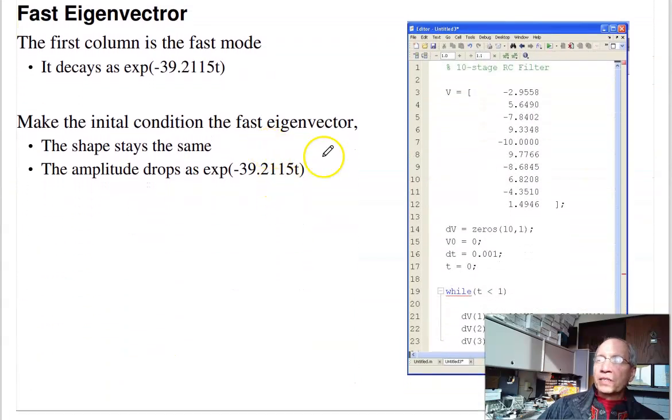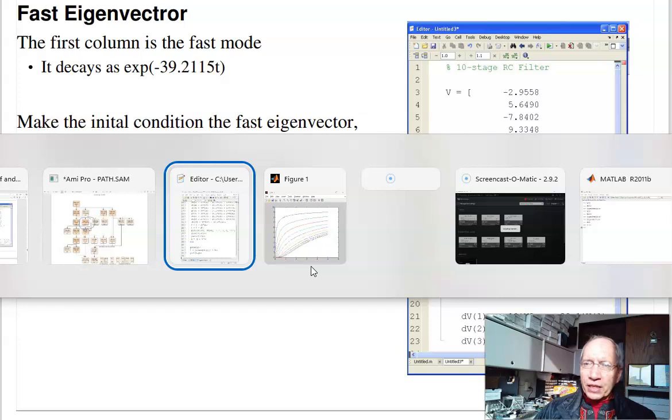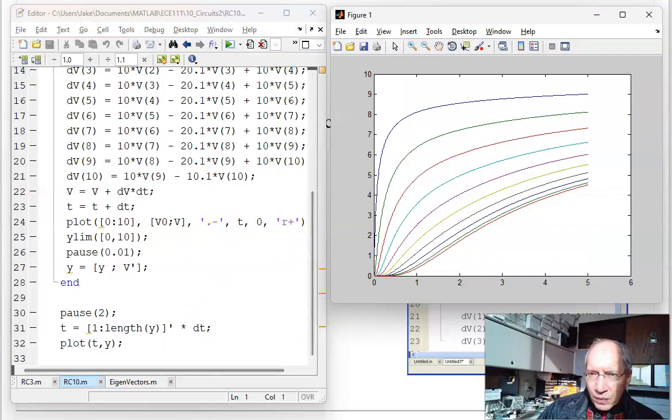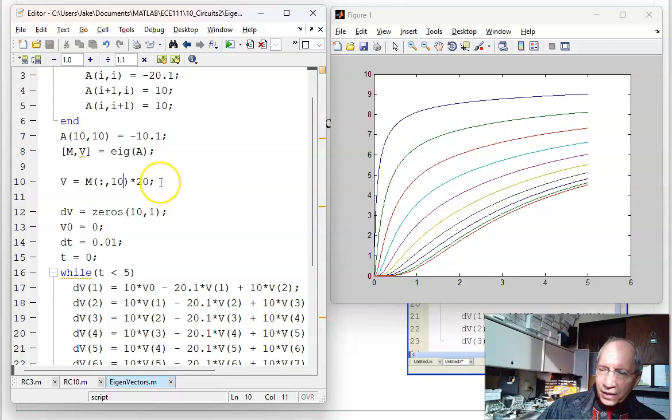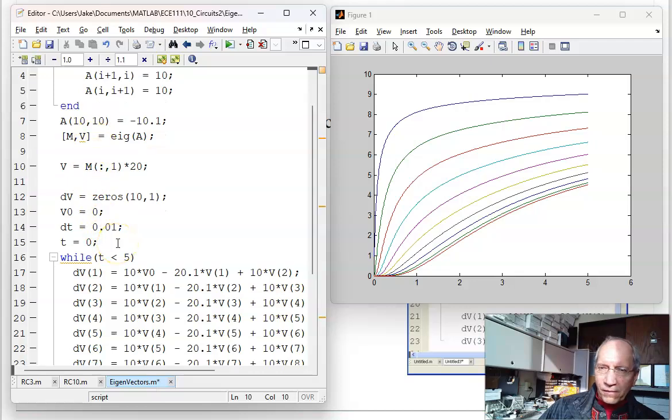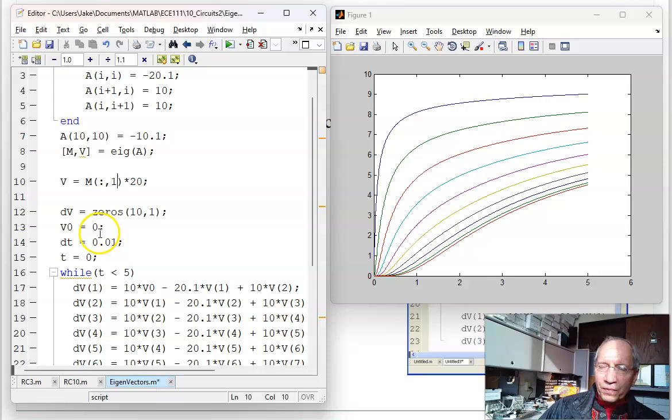If I make my initial condition the fast mode, that'll decay as e to the minus 39t. So let's see that. Over here, here's my A matrix, here's my eigenvalues, eigenvectors. Let's make my initial condition the fast eigenvector. I'll make the initial value 0, make the forcing function b0 0. Let that run.